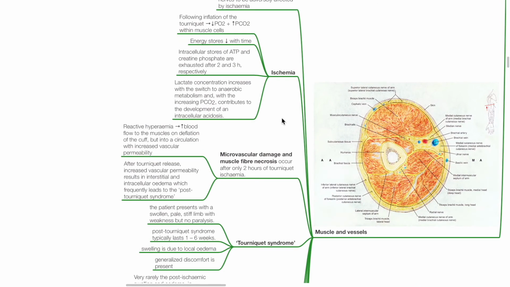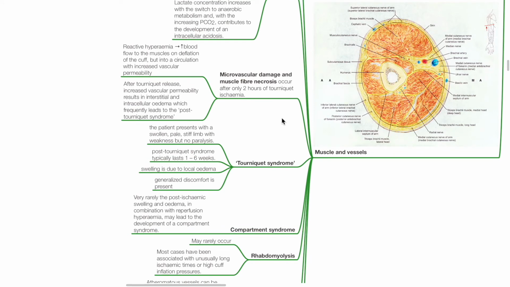Microvascular damage and muscle fiber necrosis occur only after 2 hours of tourniquet ischemia. Reactive hyperemia results in increased blood flow to the muscles on deflation of the cuff, but into a circulation with increased vascular permeability. After tourniquet deflation, increased vascular permeability results in interstitial and intracellular edema, which frequently leads to the post-tourniquet syndrome. In the tourniquet syndrome, the patient presents with a swollen, pale, stiff limb with weakness but no paralysis, and this can last 1 to 6 weeks.